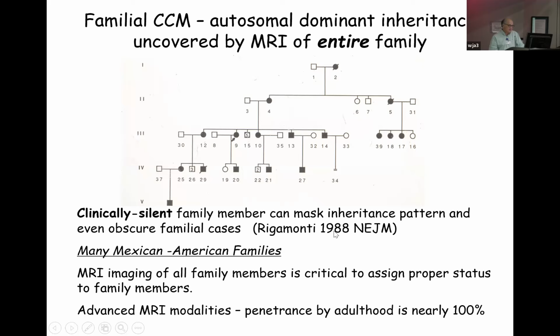There's a classic paper by Rigamonti in the New England Journal of Medicine in '98. What he did was he took the proband of a very large Hispanic family, a Mexican-American family, and he brought everybody in and did an MRI. Now, not everybody was symptomatic, and you wouldn't probably normally do that, but he showed that it was autosomal dominant. And the MRI imaging is critical to assign proper status in a genetic study because you need to know who has and who doesn't. And with advanced MRI modalities, the penetrance is essentially 100% by adulthood. You can always see these in the brain.